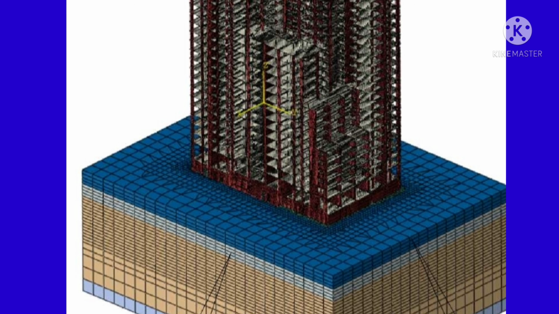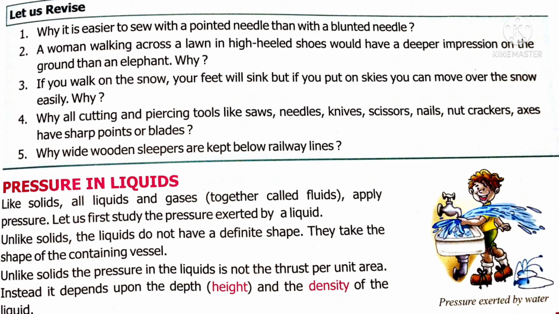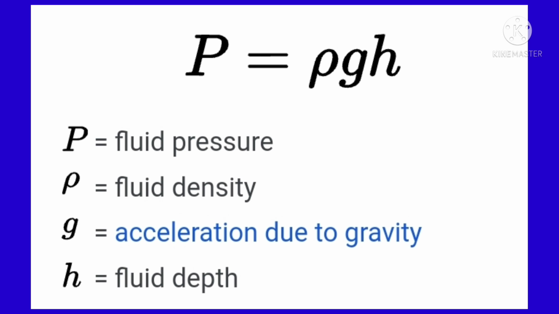We have studied the pressure exerted in solid medium. Now we are going to study pressure exerted in liquids and gases. Liquids also exert pressure, but in solids pressure depends upon two things, that is force and surface area. Here, pressure in liquid depends upon two other variables, that is depth and density. Pressure depends upon the height of the liquid and the density of the liquid. If the density is high, the pressure will be high. If the height of the liquid is high, then the pressure will be high.